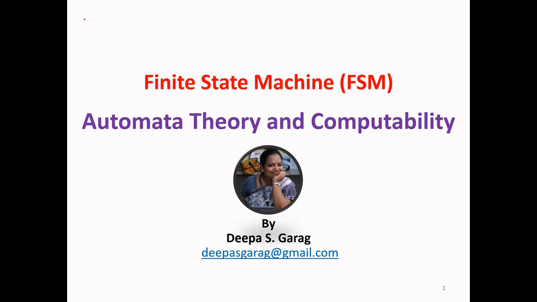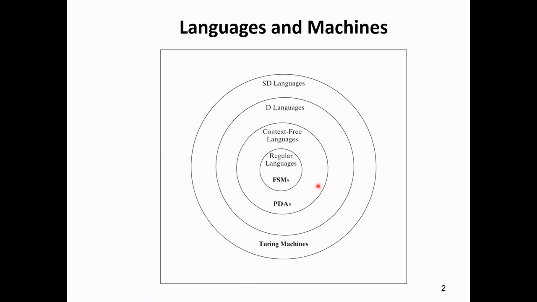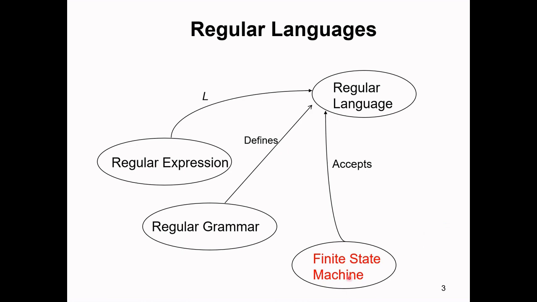Hi friends, today let us discuss finite state machine. We'll be discussing the first type of machine, that is finite state machine, which accepts regular languages. As seen in the hierarchy, finite state machine accepts the regular languages, which are defined by the regular grammar, also represented in the form of regular expression.